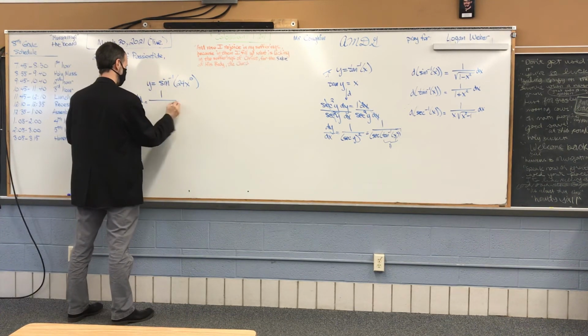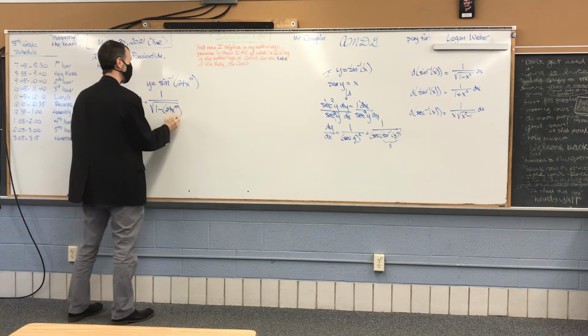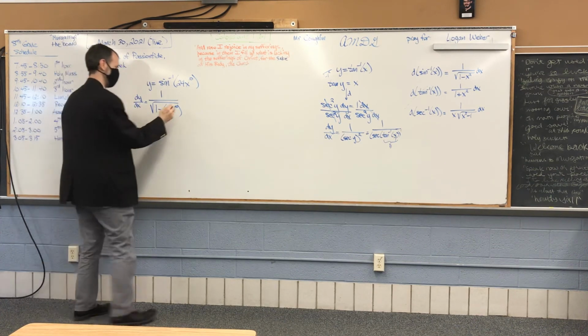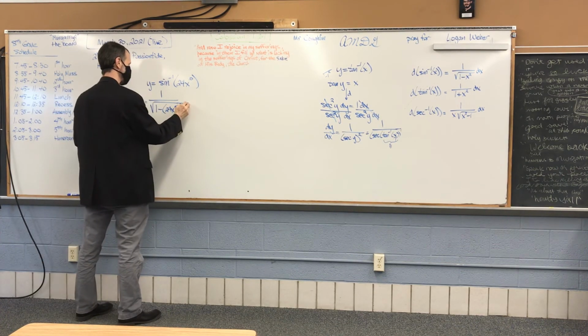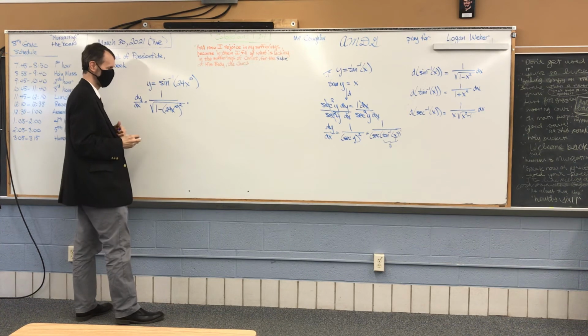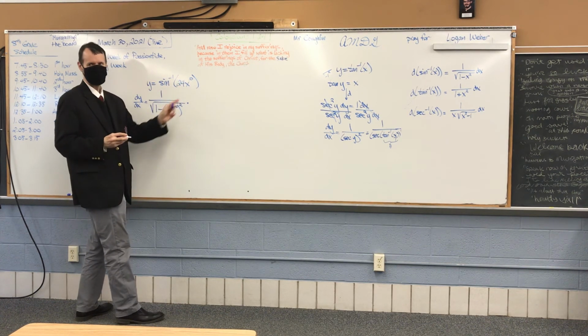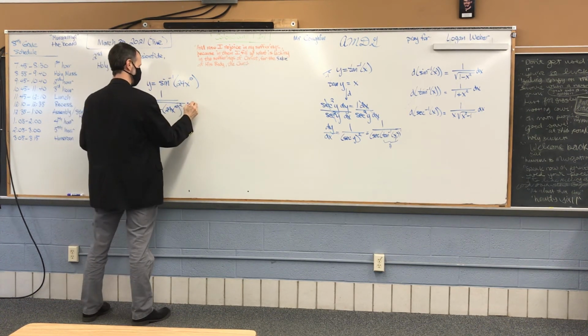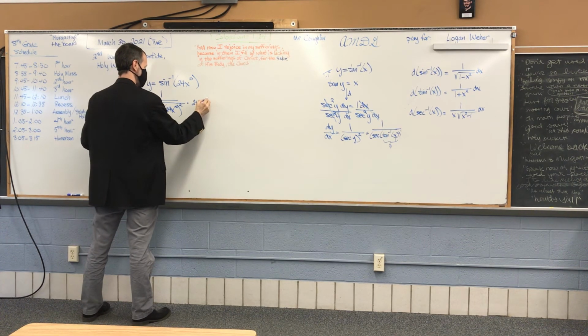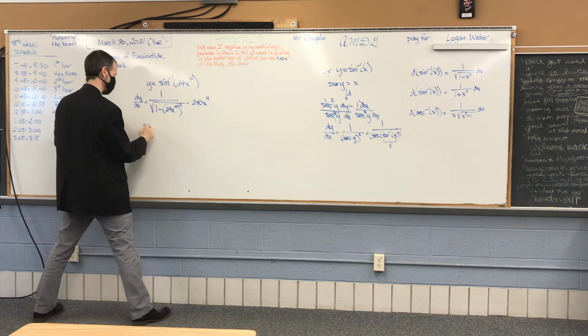So 1 over radical 1 minus blah, or u, squared, times what? The derivative of blah. What is that? 240x to the 9th. I would just neaten this up, put that on top.